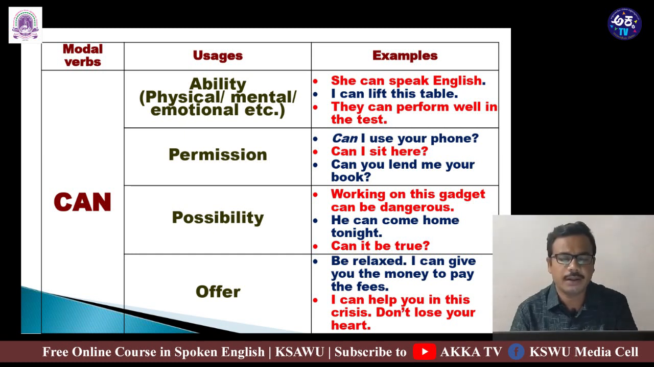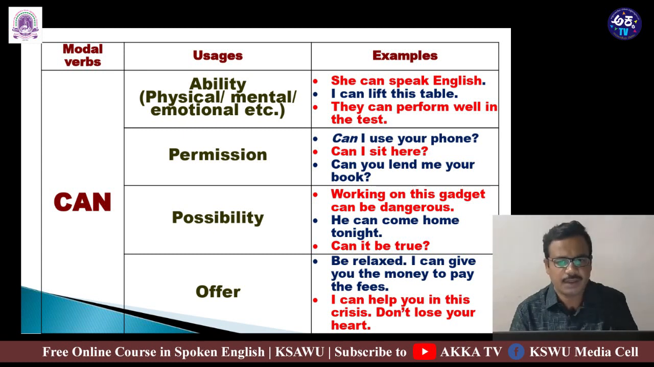He can come here tonight. He was away from home for almost a month and he can come tonight. There is a possibility of his coming home tonight. Can it be true? He is speaking all unbelievable things. Can it be true? Okay, so the person is very eager to know whether this can be possible. So he is doubtful of the truthfulness of his words. So possibility, and then can is also used to make an offer, right?